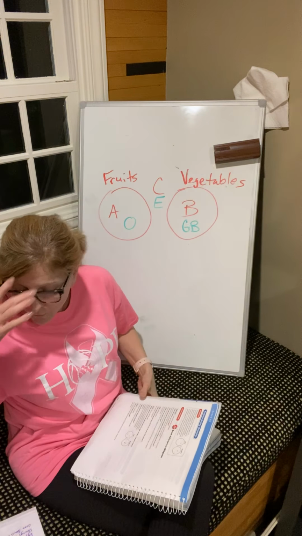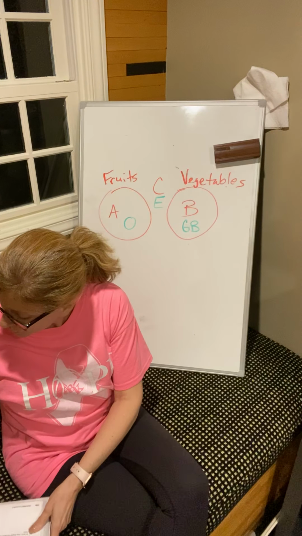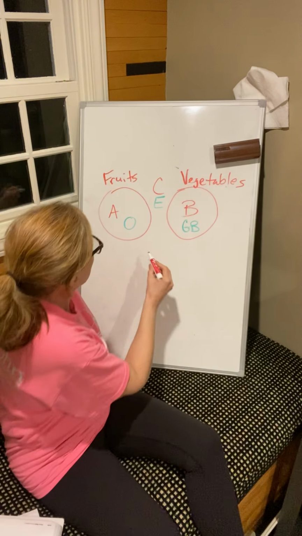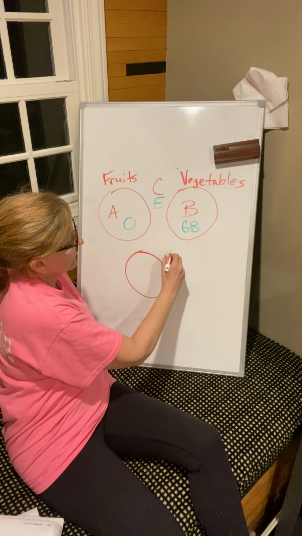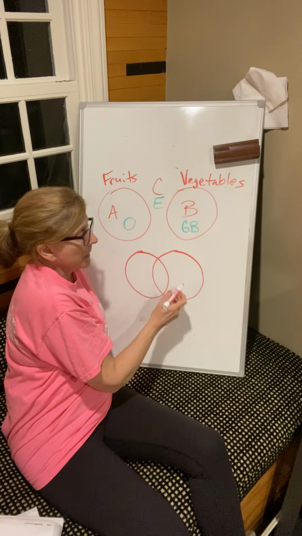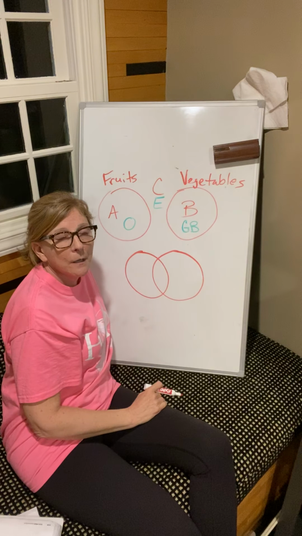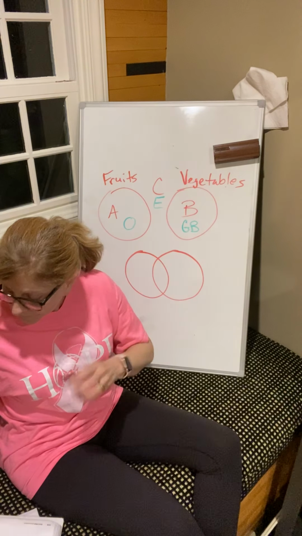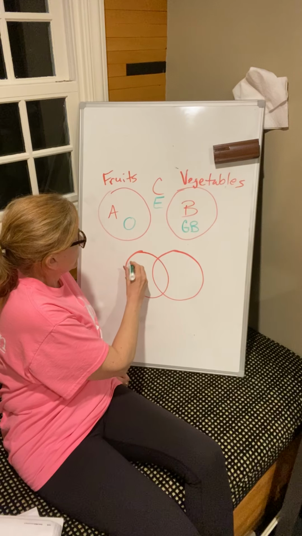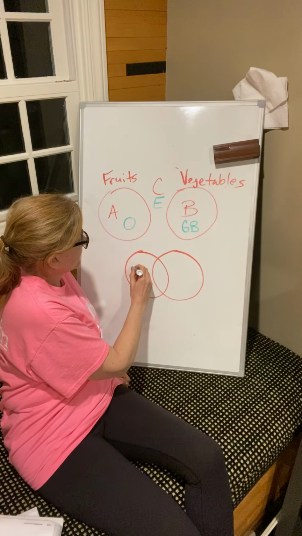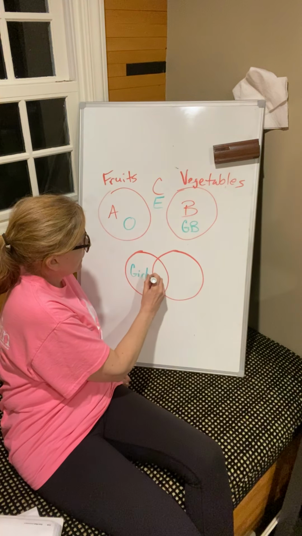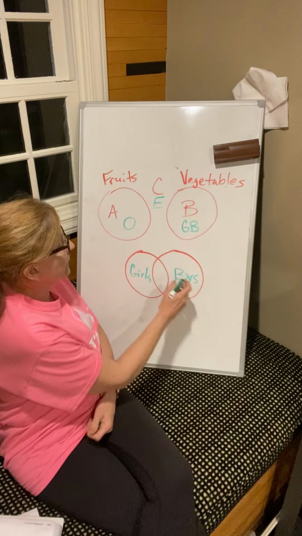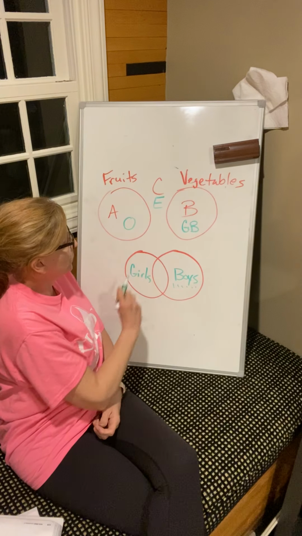Now I want to go a step further than your book did, because sometimes you have a Venn diagram that may look like this, and we call this the intersection of the diagram. So we could have things like girls and boys. We could list all the boys and list all of our girls.